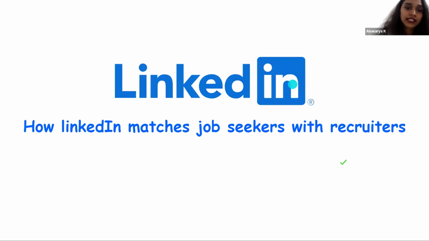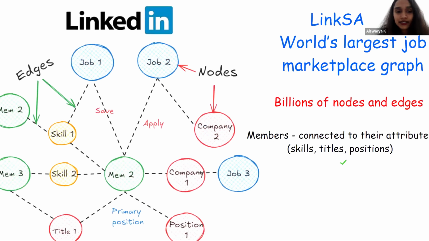Now let us see how LinkedIn matches job seekers with recruiters using graph neural networks. LinkedIn is not just a social media platform, right? It is the world's largest professional knowledge graph. Every person, skill, and company can be considered a node of the graph, and there are different edges also. This is a huge graph with billions of nodes and edges. Members are connected to their attributes like skills, titles, and positions. Every person, skill, company, job title, and recruiter is a node here. And the relationships between them, like past employment, skill endorsements, job applications, or recruiter messages, can all be considered as the edges.